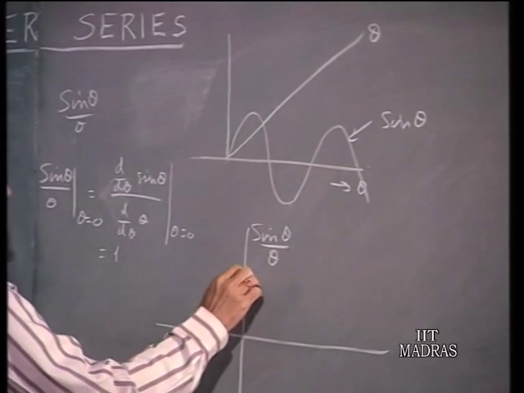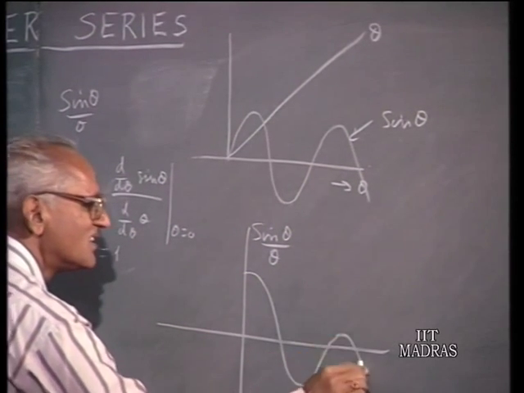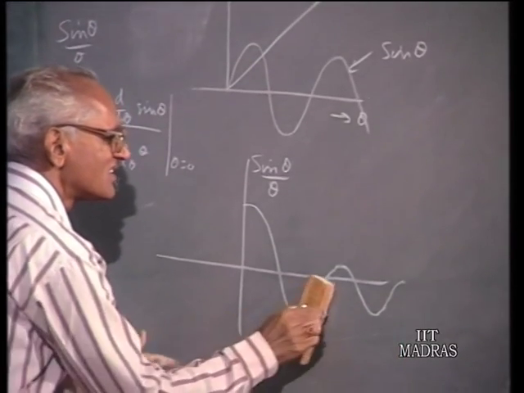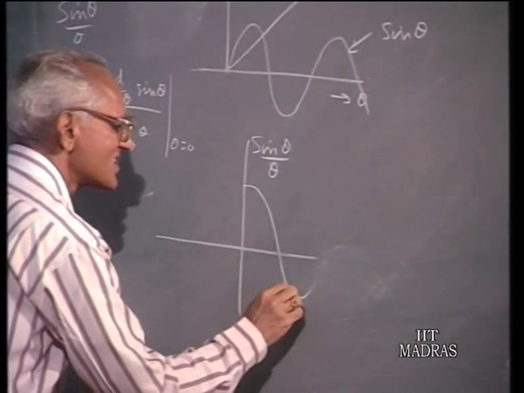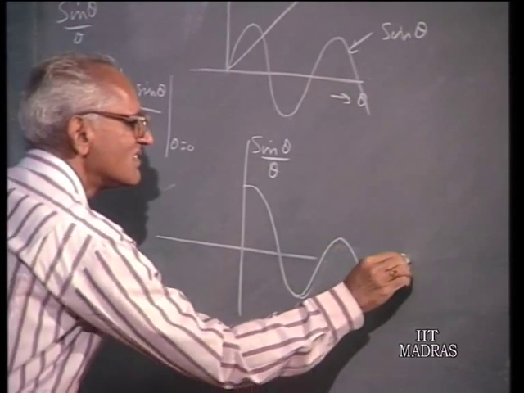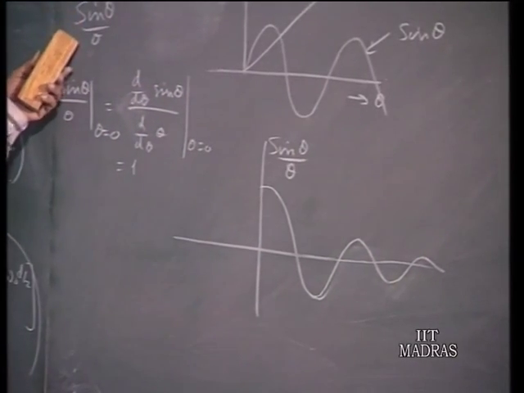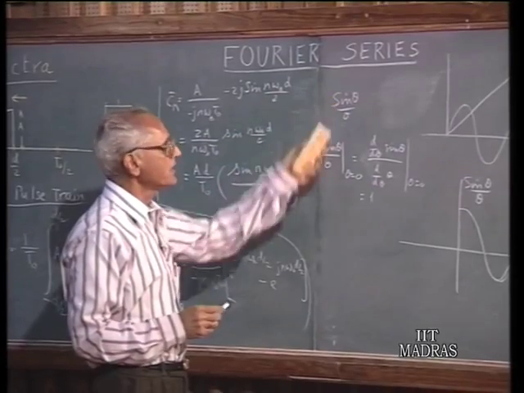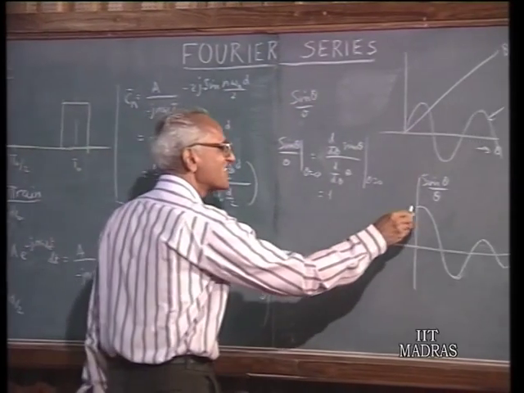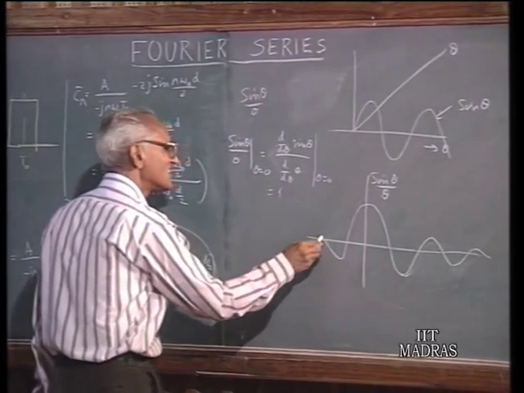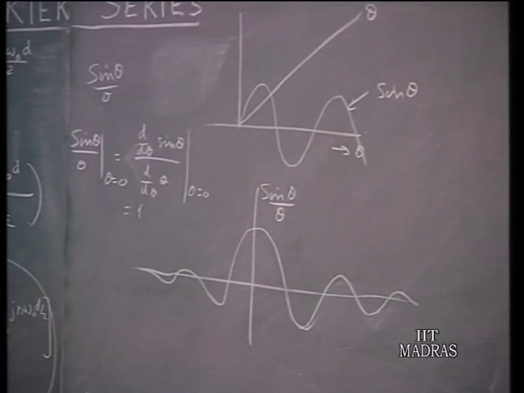It starts with 1 and exhibits oscillations with decreasing amplitudes. And since both the numerator and denominator are odd functions of theta, the ratio is an even function, so you get something like this. This is the variation of sin theta by theta.